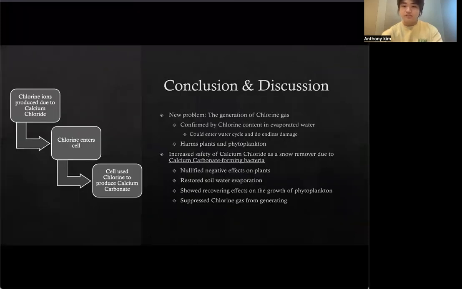A clear new problem has been discovered, which is the possible production of chlorine gas when the calcium chloride enters the water cycle. The damage that it can do was also confirmed. Therefore, the calcium carbonate producing bacteria, whose process is shown on the side, can work as a solution because it has been shown to nullify damages done to plants, restore water evaporation in soil, show recovery and growth effects on phytoplankton, and suppress chlorine gas from generating. Therefore, this poses as a plausible solution.